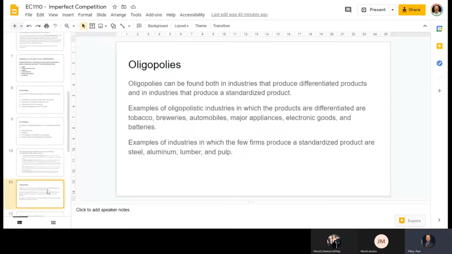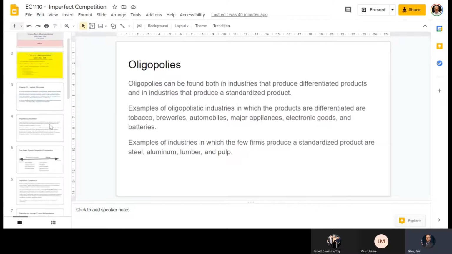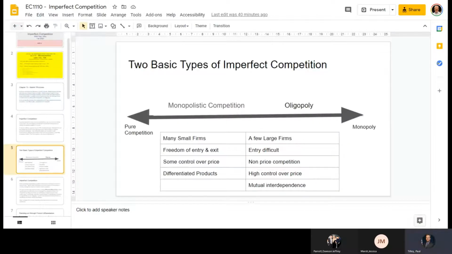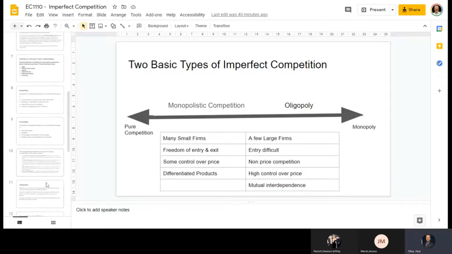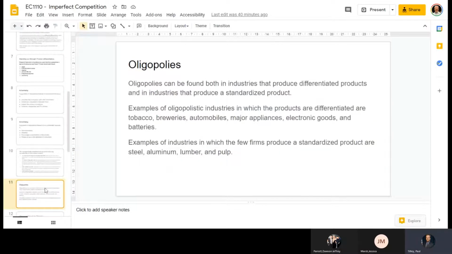The other one, oligopolies, and again, I'll just go back to this here. Oligopoly, which is the other type of imperfect competition. If we were to look at oligopolies, they can be found both in industries that produce differentiated products and industries that produce standardized products. So they're kind of sitting in the middle of products that are somewhat slightly different or the same sort of thing, a more commodity type market.